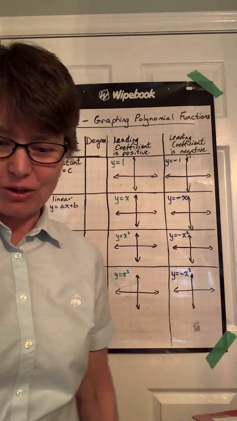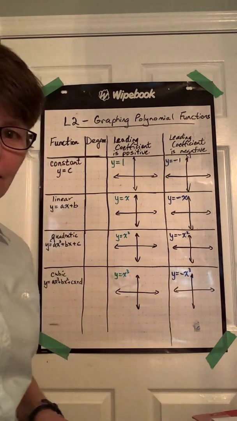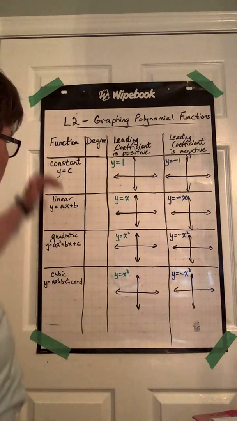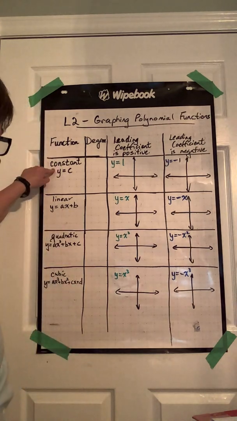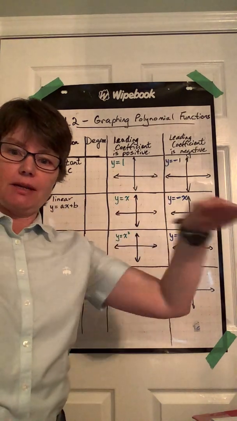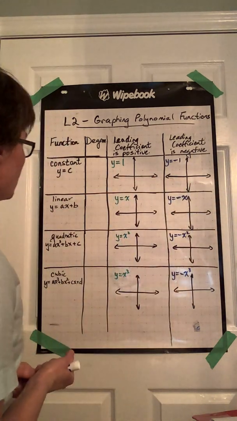Hello class, we're just going to quickly go through a review about how some of these functions work, starting with constant and going down to cubic. Okay, so a constant function means a horizontal line, okay? It never changes. It's constant all the time.